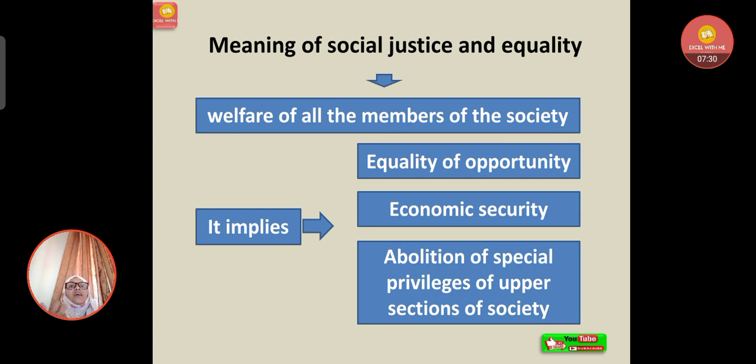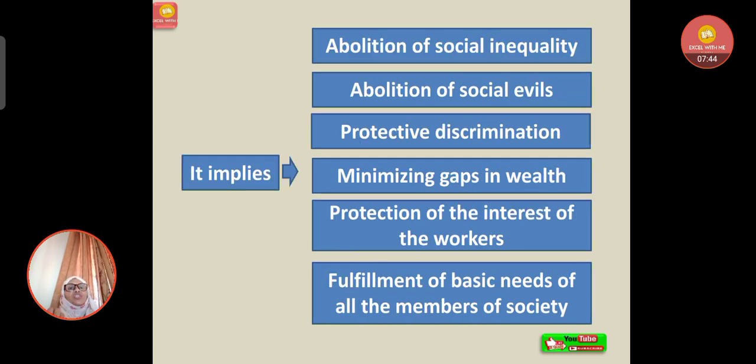It implies the following things: welfare of all members of the society, equality of opportunity, economic security, abolition of special privilege of upper sections of society, abolition of social inequality, abolition of social evils, protective discrimination, minimizing gaps in wealth, protection of the interest of the weak workers, and fulfillment of basic needs of all the members of society.